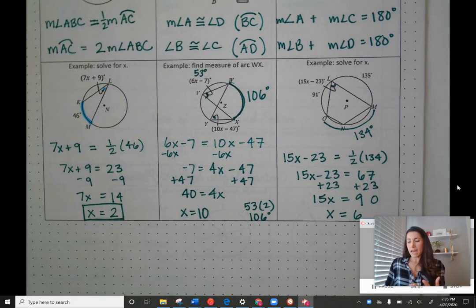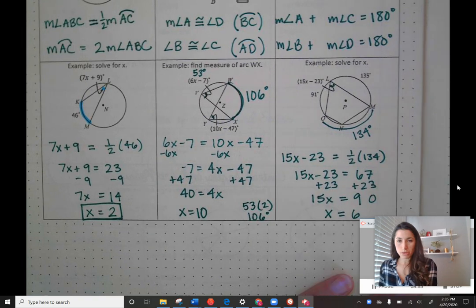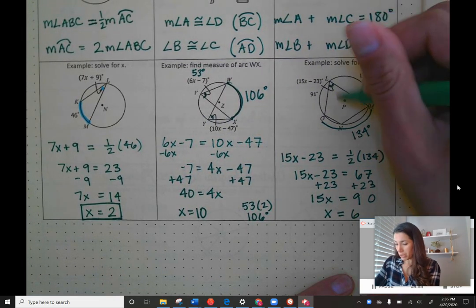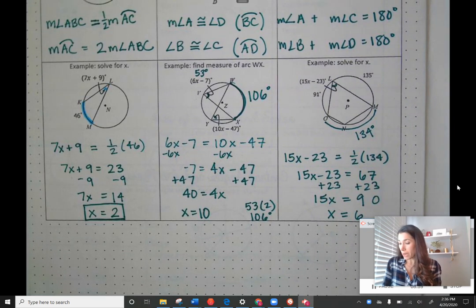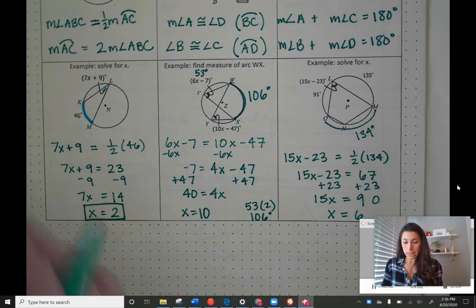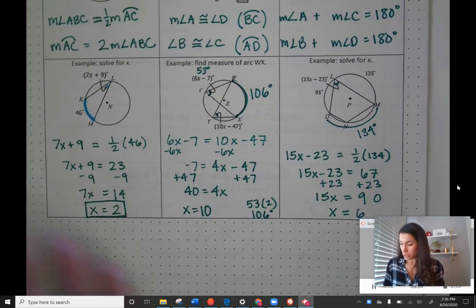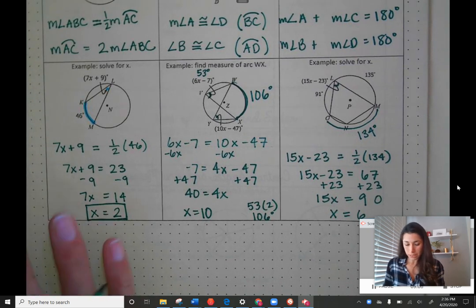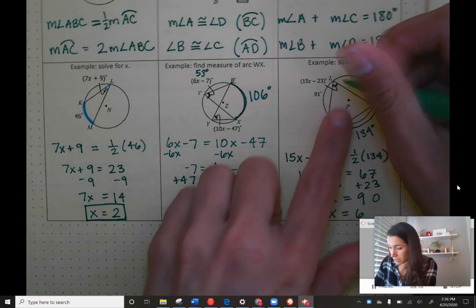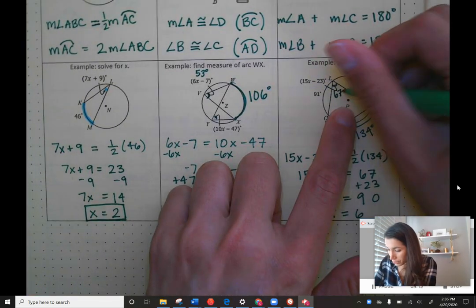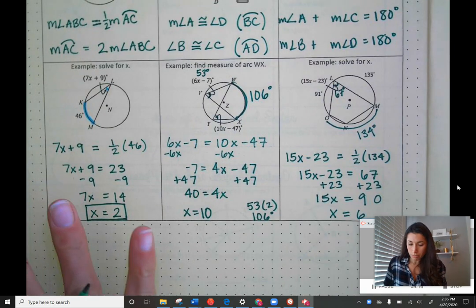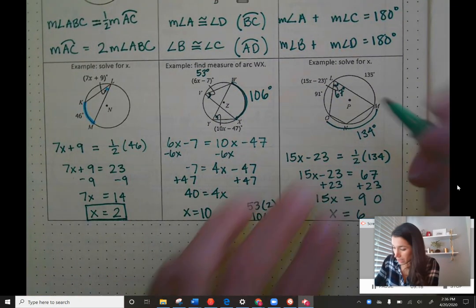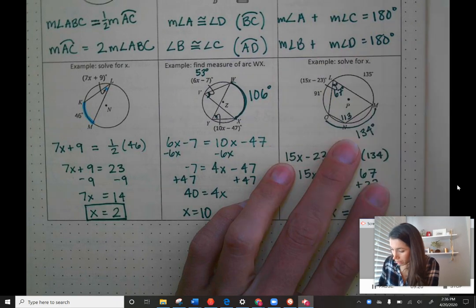So let's actually maybe add an element to this question so that we can use our inscribed angle theorem just a little bit. Let's go ahead and plug that back in and figure out the measure of angle L. So let's multiply 15 times 6. That's going to be 90 minus 23 is going to be 67. So this angle here is 67. These two would add up to 180. So 180 minus 67. This angle here would be 113.